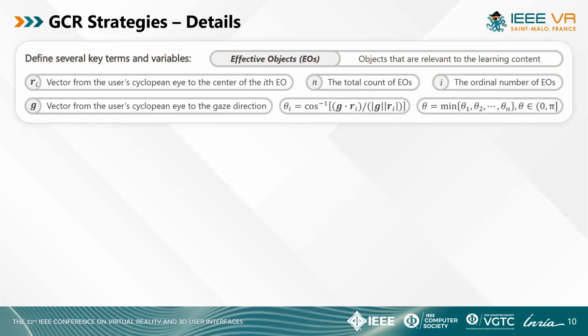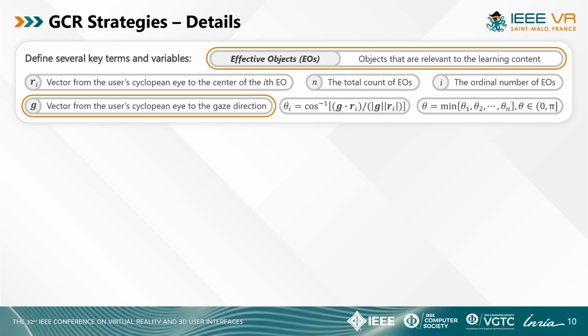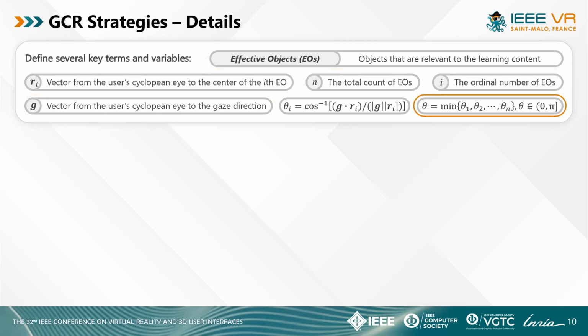To clarify some of the technical details, there are a few key terms and variables we need to define. First, we have effective objects, which are the learning-related items in the scene, and then there's the gaze vector. We use the angle theta, which represents the minimum angle between the user's gaze direction and the vectors from a user's cyclopean eye to the centers of the learning-related objects. This helps us measure how much the user's gaze deviates from those objects.